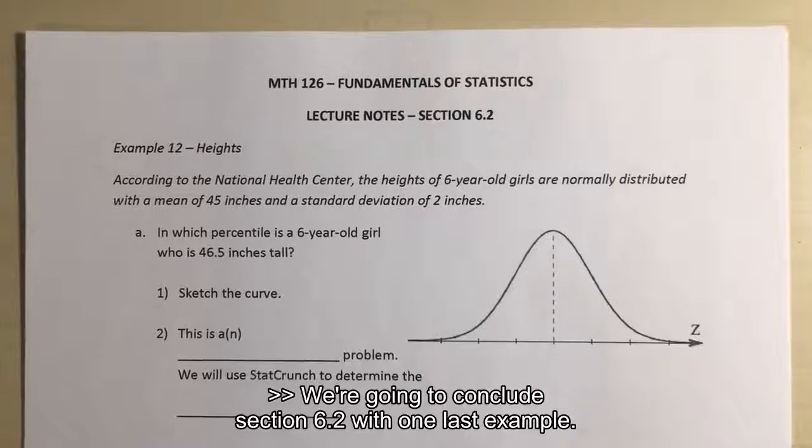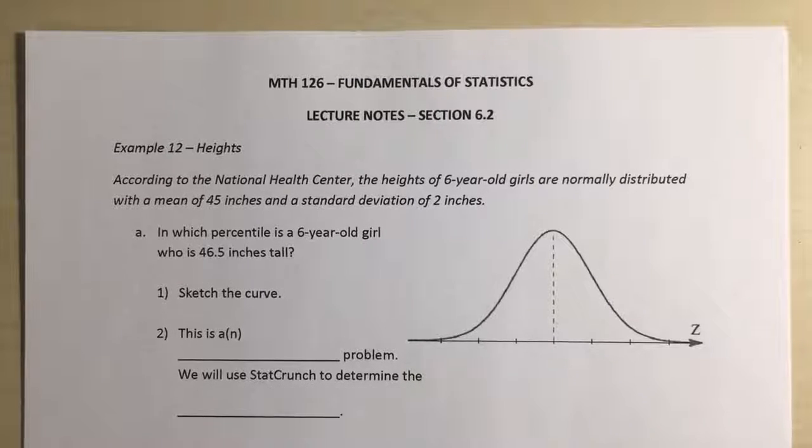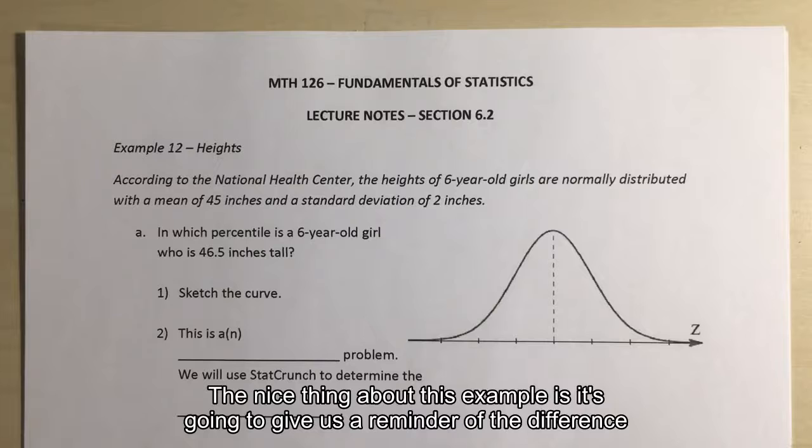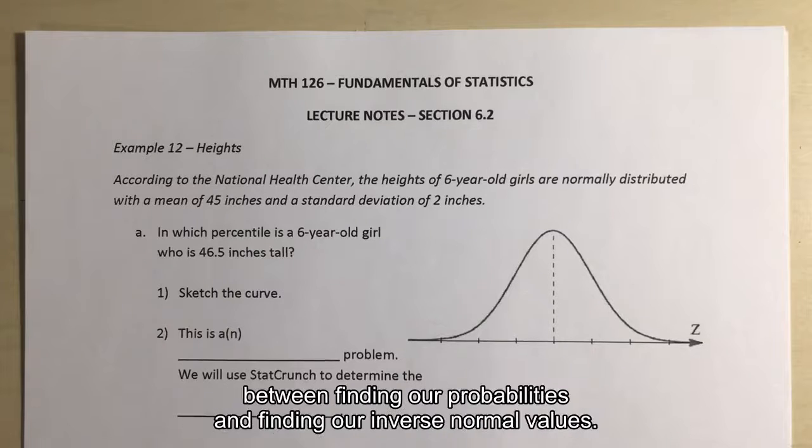All right, so we're going to conclude section 6.2 with one last example. The nice thing about this example is it's going to give us a reminder of the difference between finding our probabilities and finding our inverse normal values.